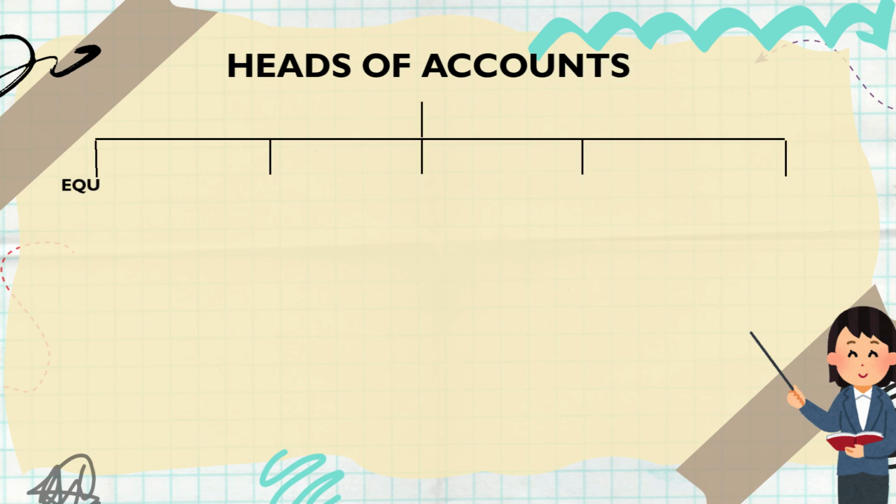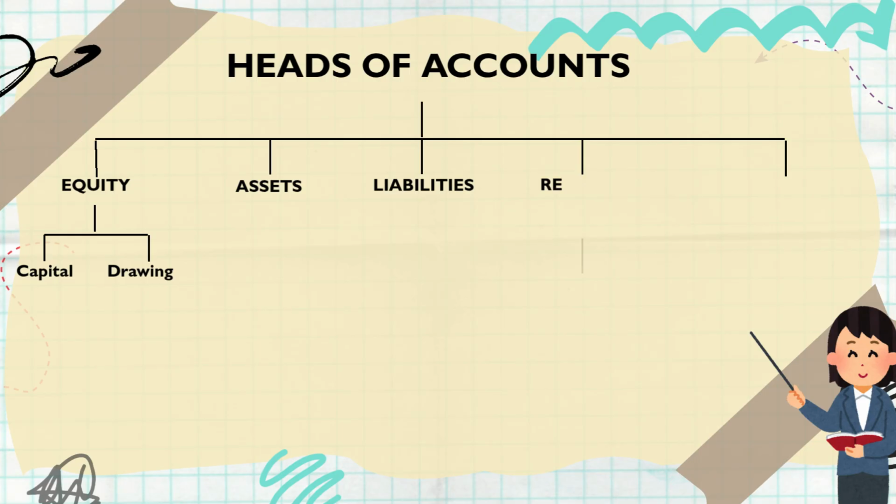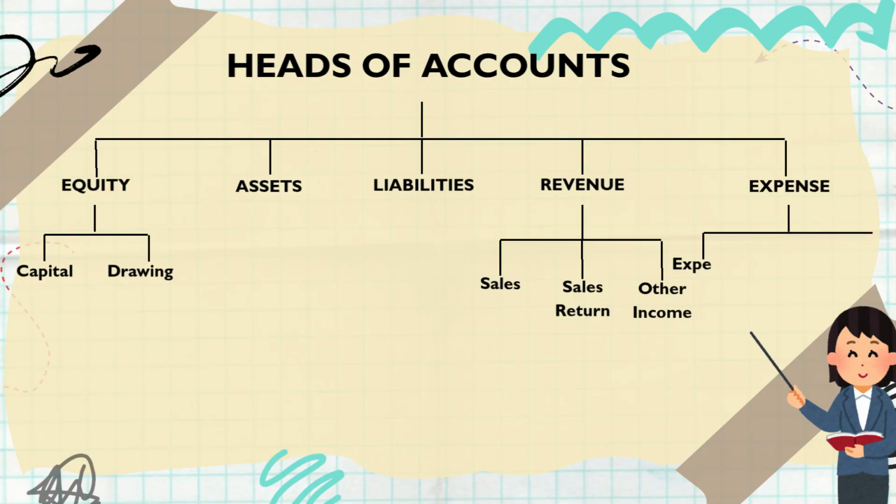Equity includes capital and drawings. Assets remain under the assets category. Liabilities remain under the liabilities category. Revenue includes sales, sales returns, and other income. Expenses include expenses, purchases, and purchase returns. In this way, the 10 accounting heads are summarized into 5 major categories: equity, assets, liabilities, revenue, and expenses.